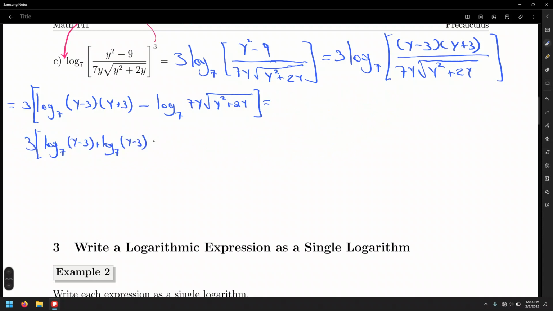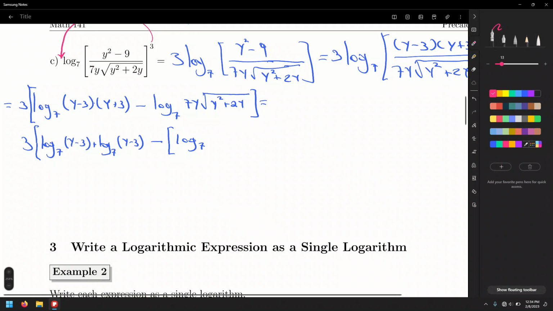Okay, so minus, and I'm going to change grouping symbols to curly braces. That's going to be bracket log base 7 of, notice for the second term we have the product between 3 quantities: the quantity 7 times y times that humongous radical. So that's log base 7 of 7 plus log base 7 of y plus log base 7 of the square root. Instead of the square root, let's write y squared plus 2y, the whole thing to the 1/2 power.